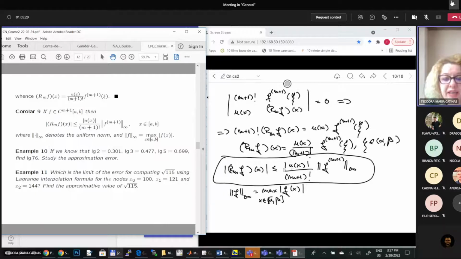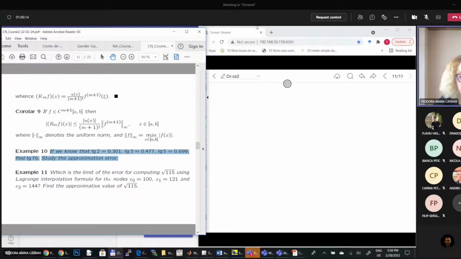So this gives an upper bound of the error. The error is less or equal to the absolute value of u of x divided by factorial of m plus 1 and multiplied with the maximum of the absolute value of the derivative of order n plus 1 of the function. And this gives a maximum bound of the error. This is useful to know. How we compute this, we will see in an example. And also we will talk about another example where we have to pay attention to the expression of the error.